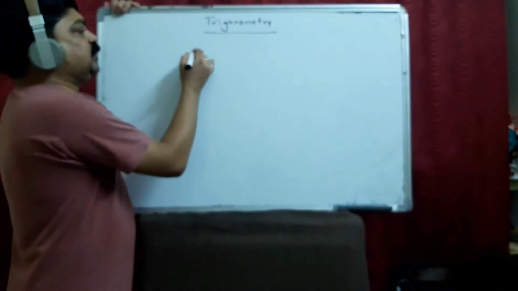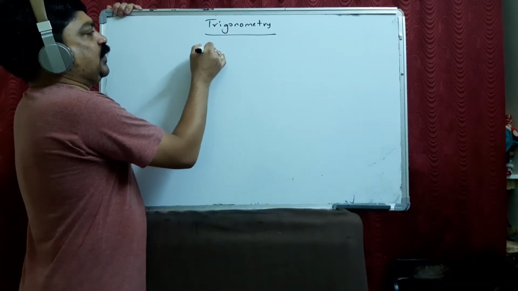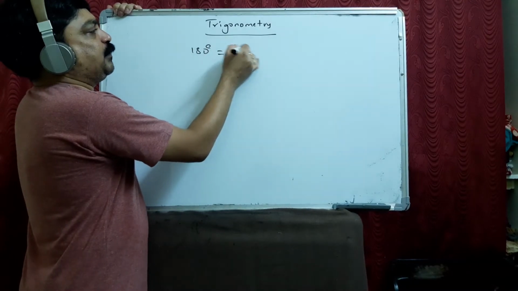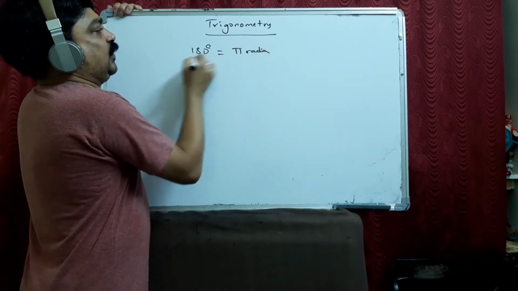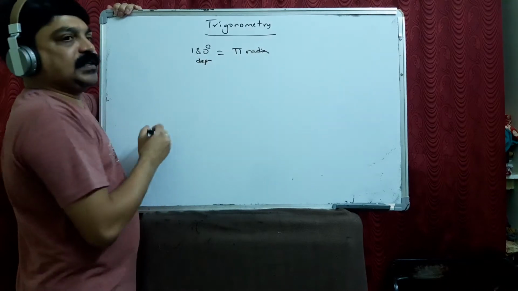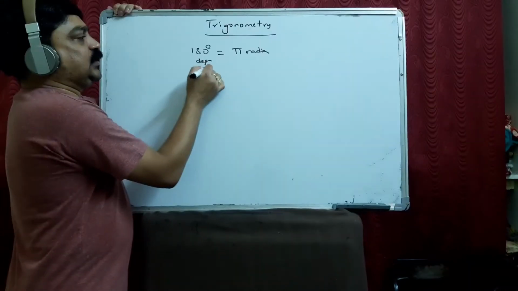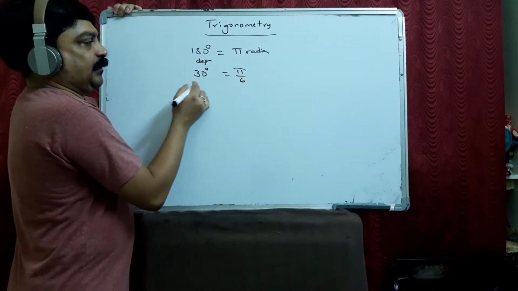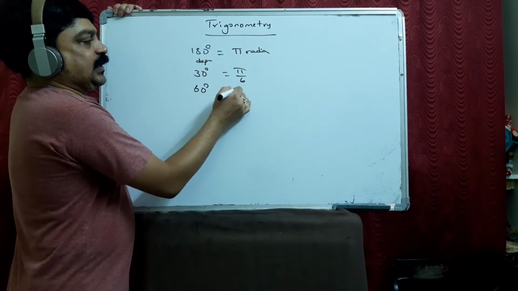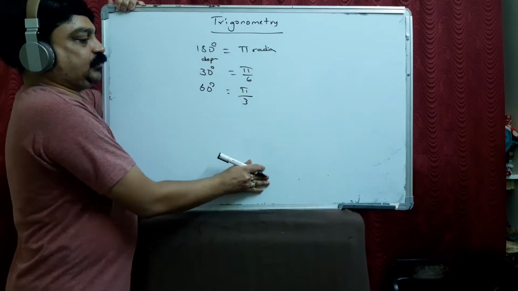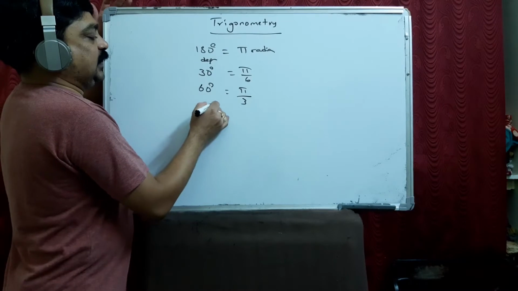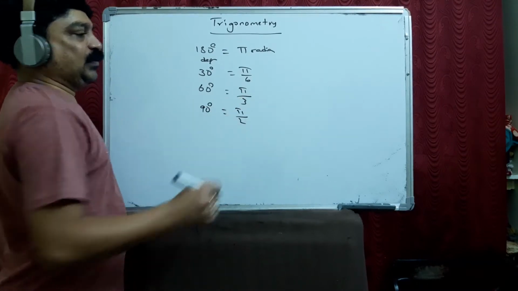I tell you, radians and degrees: suppose if it is 180 degrees, we can write it as pi radians. 180 degrees means pi radians. Suppose if it is 30 degrees, you can take it as pi by 6. If it is 60 degrees, you can take it as pi by 3. And if it is 90 degrees, you can take it as pi by 2, like that.